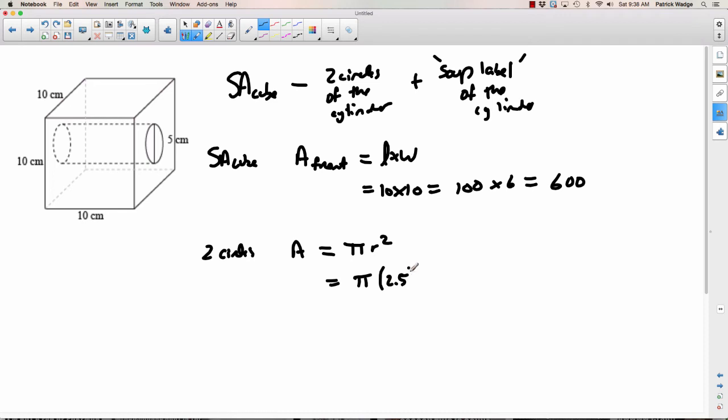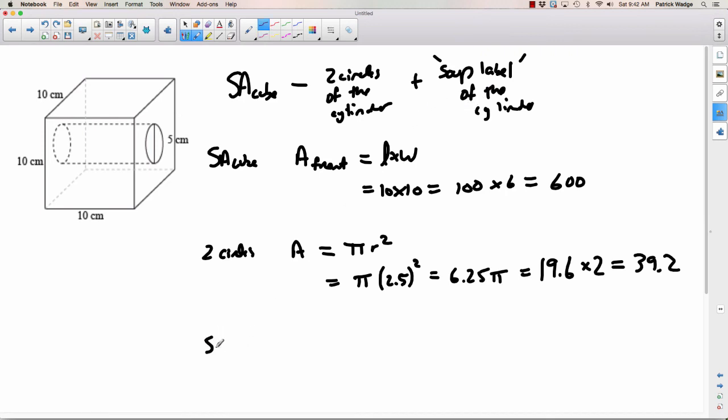Ew, decimal. So remember, you're going to square first. 2.5 squared is 6.25, and then you're going to multiply by pi. You could leave it like that, but I'm going to actually multiply it by the 3.14, or use my pi button. And I get 19.6 when I do that. But wait a minute, that's just one of the circles. I need 2, so I better multiply that by 2 to get both circles. And I get 39.2. So now we need to figure out the area of the soup label, and we need to add that on, right?